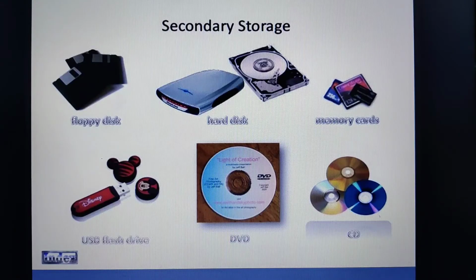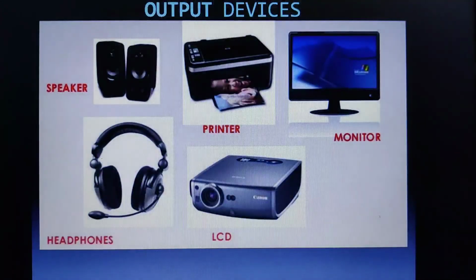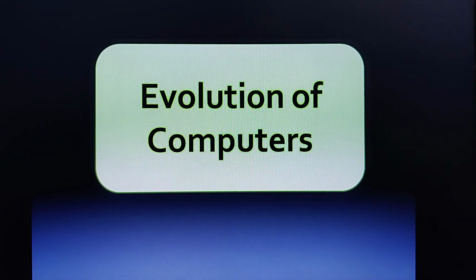Here you can see, students, some examples of secondary storage devices: floppy disk, hard disk, memory cards, USB flash drive, that is universal serial bus, DVD and CD. And some examples of output devices here are speakers, printers, monitors, headphones and LCD. So these are the examples of output devices. Let us continue with the next topic, that is evolution of computers.